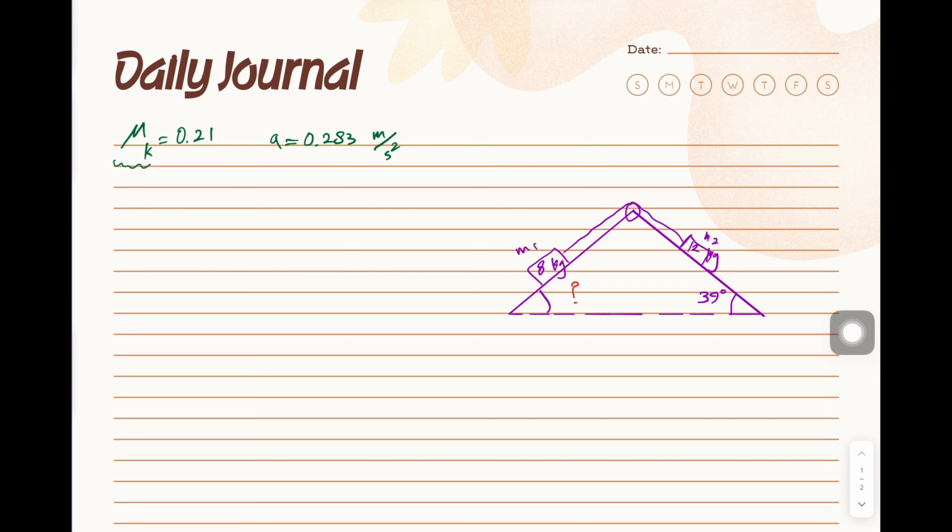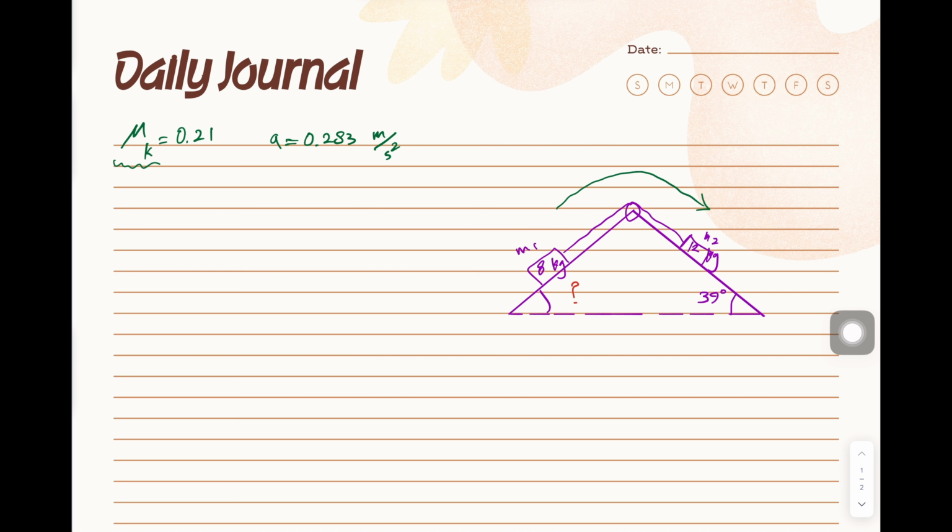The coefficient of kinetic friction is 0.21, and the acceleration of the system is going to be 0.283 meters per square second, toward this side. Okay, so I have two masses connected to each other, right? So the first step, I have to draw the free body diagram for every single mass.